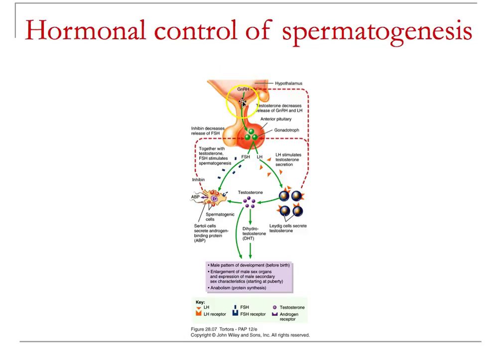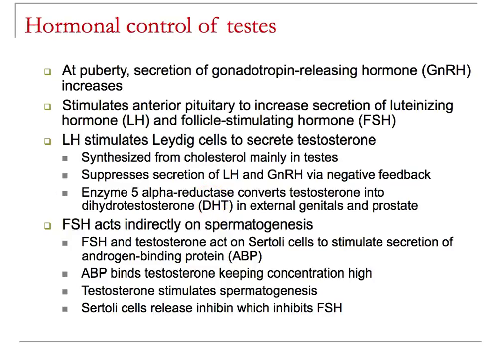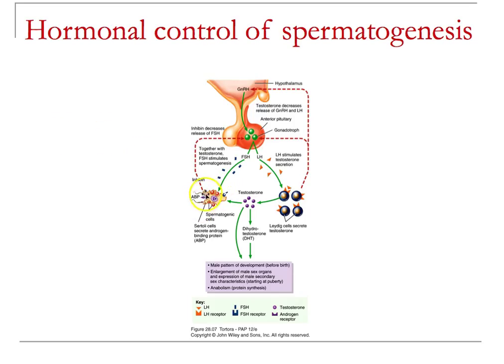Gonadotrophic releasing hormone targets the gonadotrophs. They release follicle-stimulating hormone and luteinizing hormone. That follicle-stimulating hormone targets the cells over here, and those are, of course, the spermatogenic cells.